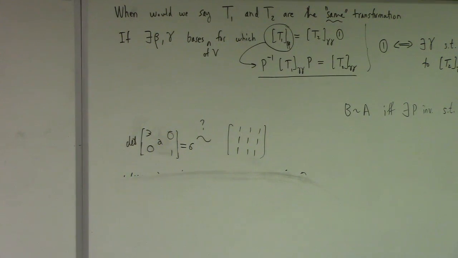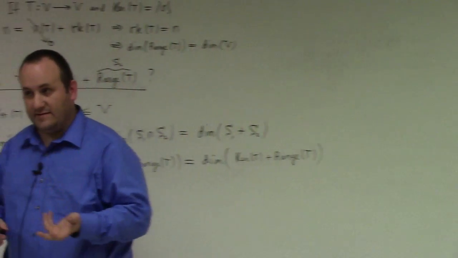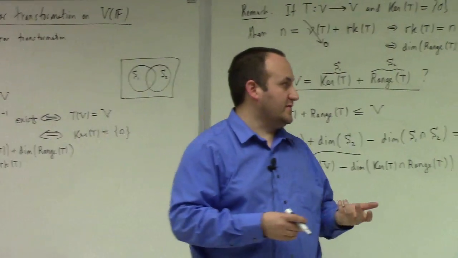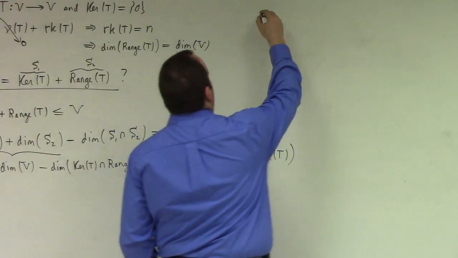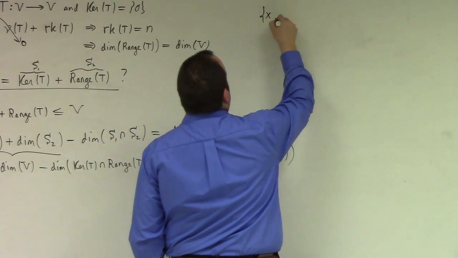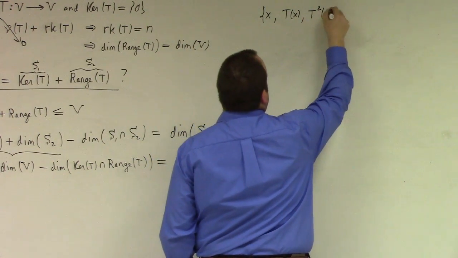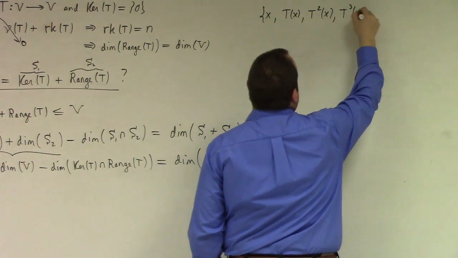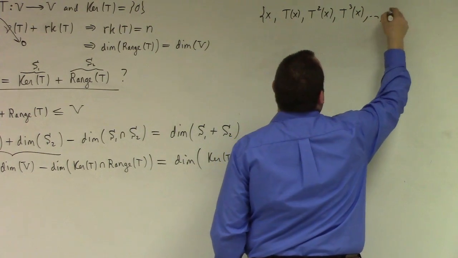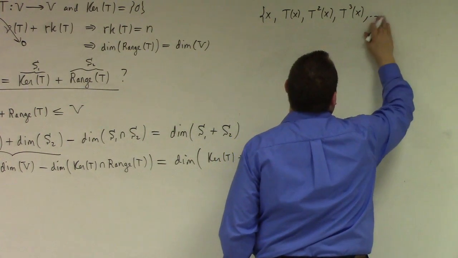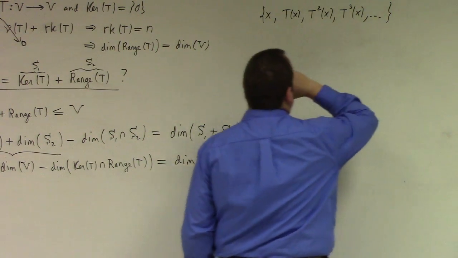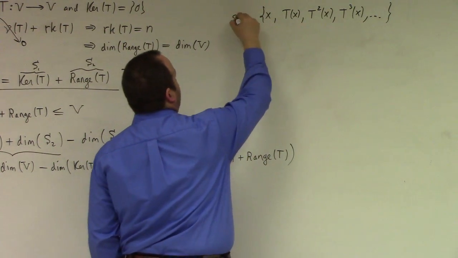But this is a difficult question. When are two matrices similar? It turns out, if we study eigenvectors and invariant subspaces of a matrix, one of the first things we'll do is look at what if you take a vector x, and then T of x, and then T squared of x, and then T cubed of x, and so forth and so on. If you look at the span of these, what do you have?